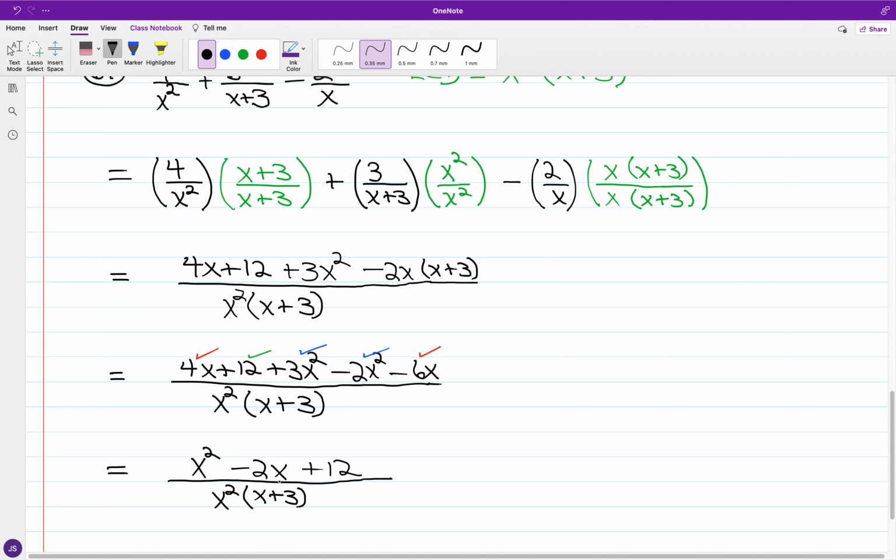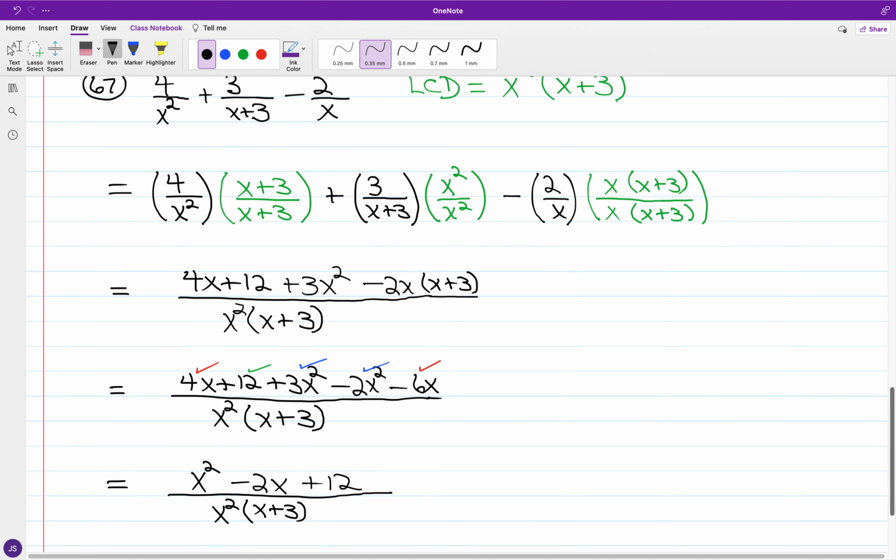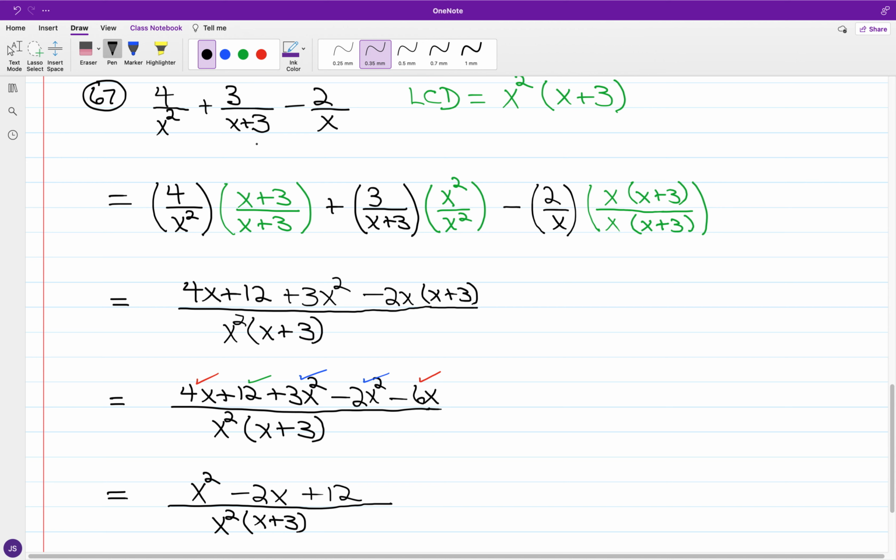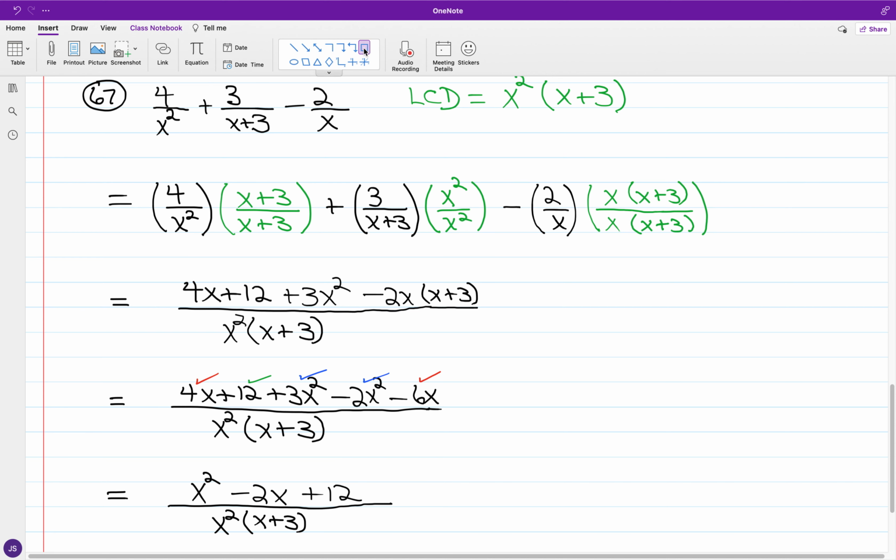And so we finally have, taking the combination of 4 over x squared, plus 3 over x plus 3, and minus 2 over x, the consolidated ratio where we have x squared minus 2x plus 12 all over x squared times the quantity of x plus 3.